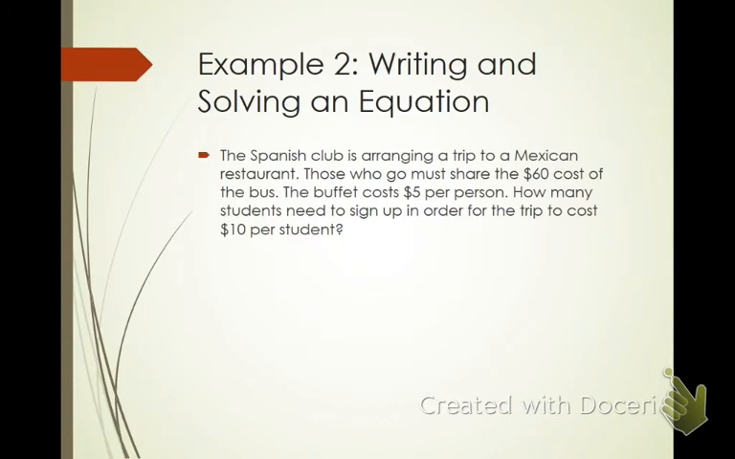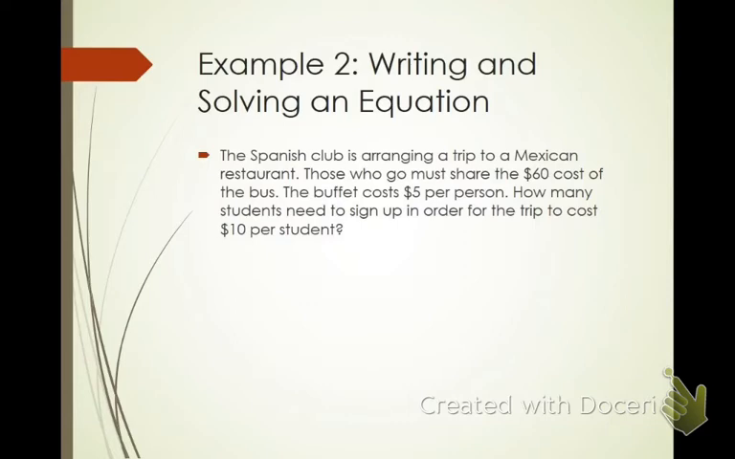It says the Spanish club is arranging a trip to a Mexican restaurant. Those who go must share the $60 cost of the bus. The buffet is $5 per person. How many students need to sign up in order for the trip to cost $10 per person? That should say person. All right, so every equation needs a what?